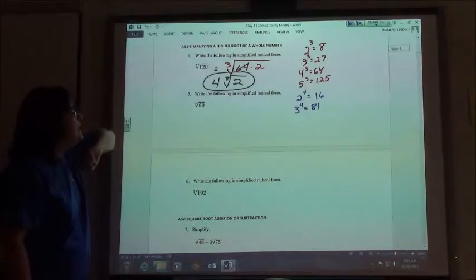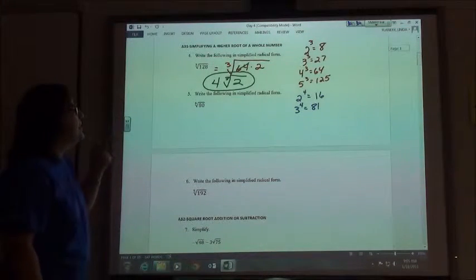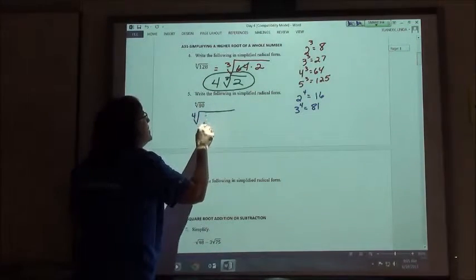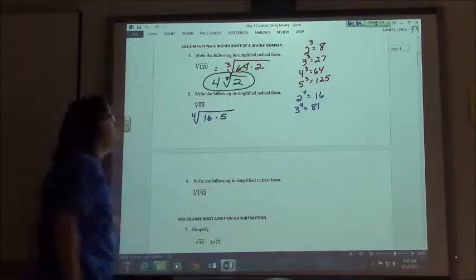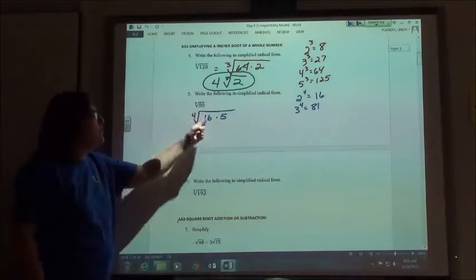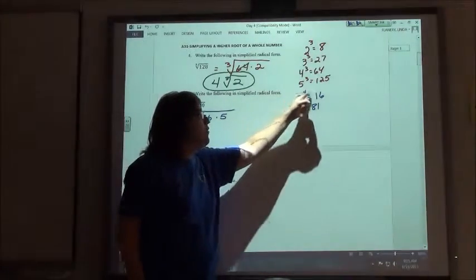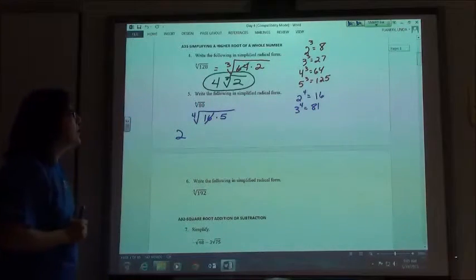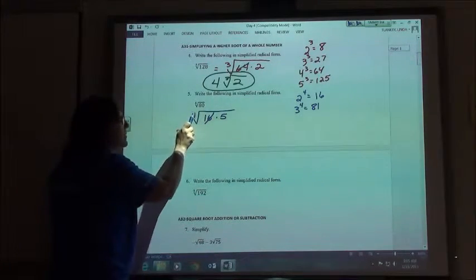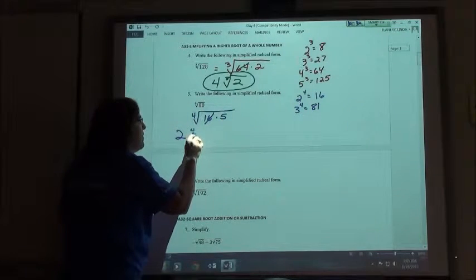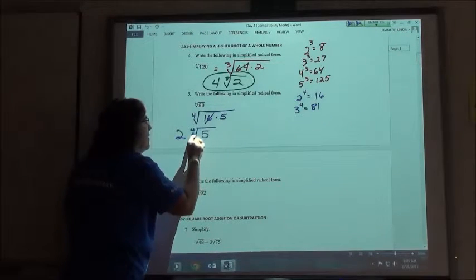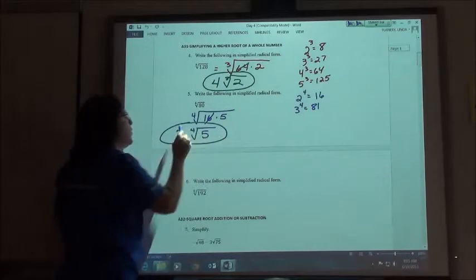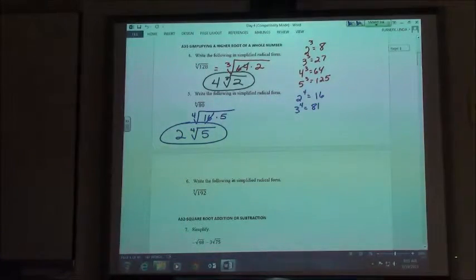But 16 divides into 80. 16 goes into 80 5 times. So I'm going to make this the 4th root of 16 times 5. I'm then going to do the 4th root of 16. Since 2 to the 4th is 16, the 4th root of 16 is 2, and the 2 is just going to come out in front. What I have left is the 4th root of 5. So 2 times the 4th root of 5 is my solution.